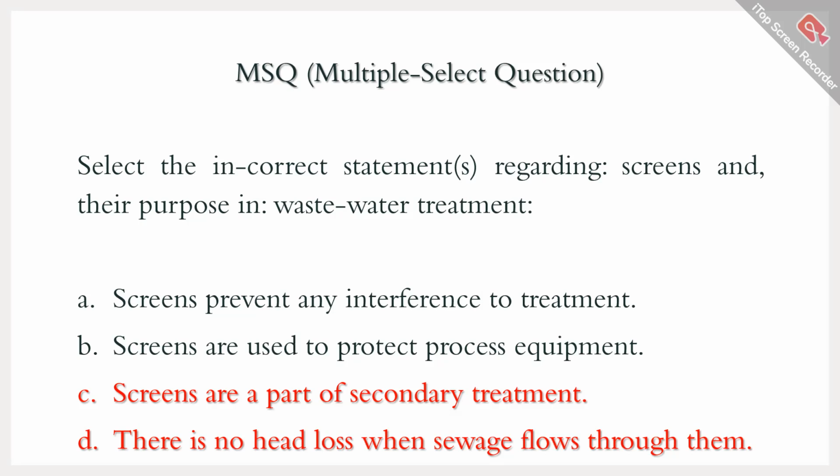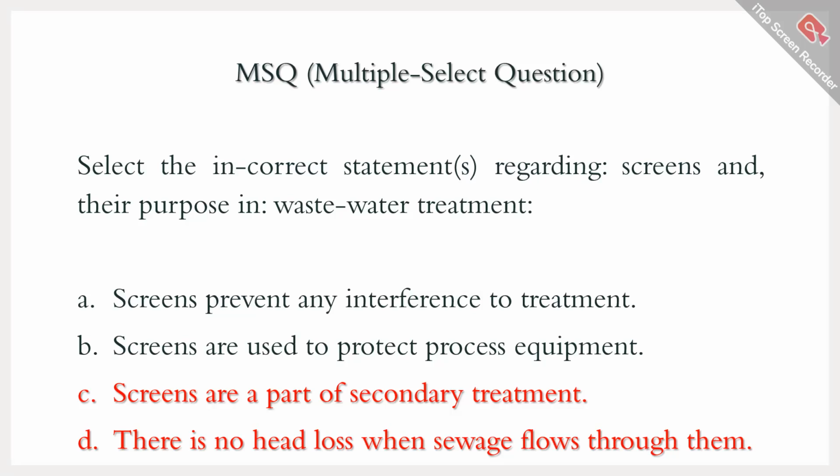Option C says screens are a part of secondary treatment. It is not. It is a part of primary treatment. So C is incorrect. And D says there is no head loss when sewage flows through them. It is incorrect because sewage flow actually causes a large amount of head loss, not a small amount, because sewage is a kind of slurry. It has a high density. It increases the density of the fluid within which it is present.